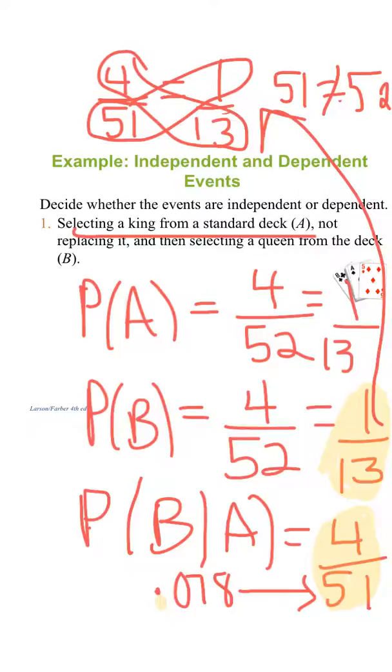And since the fractions are not equal to each other, since the probability of B given A is not equal to the probability of B, we say that the events, selecting a king from a standard deck and not replacing it, and then selecting a queen from the deck, event B, are dependent events.